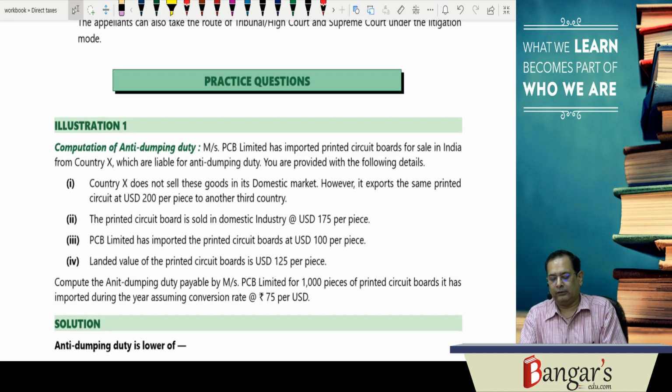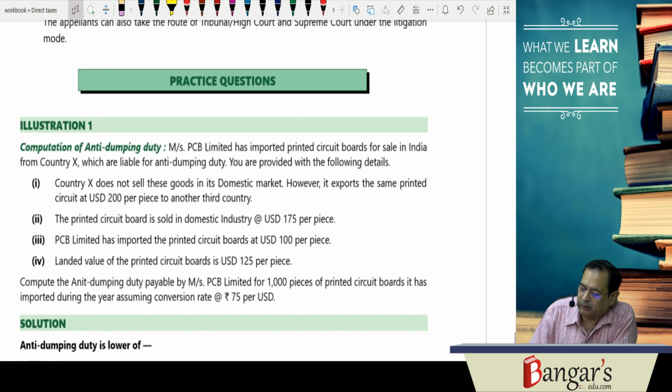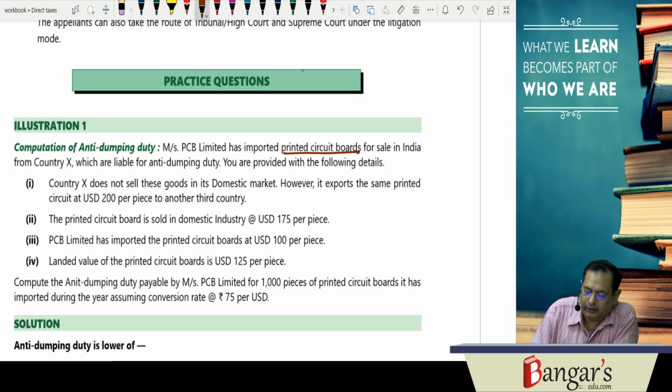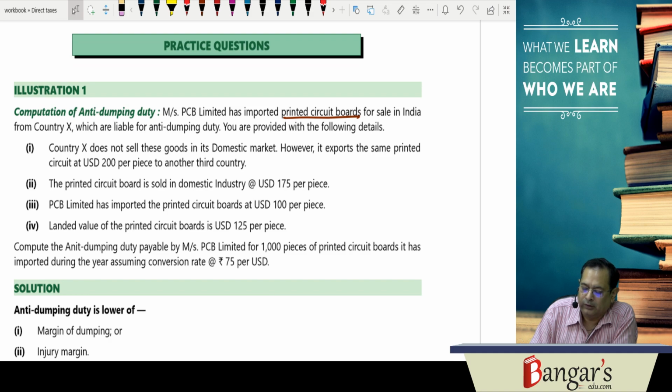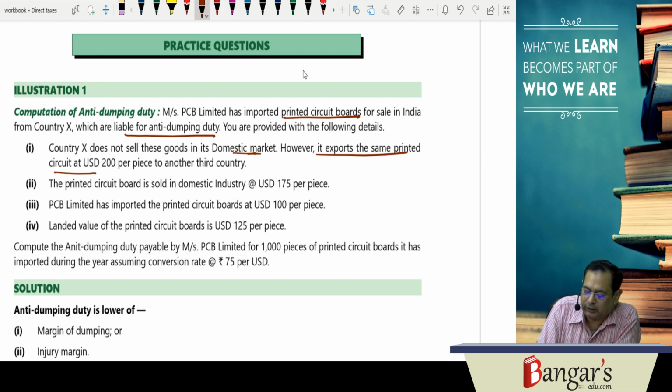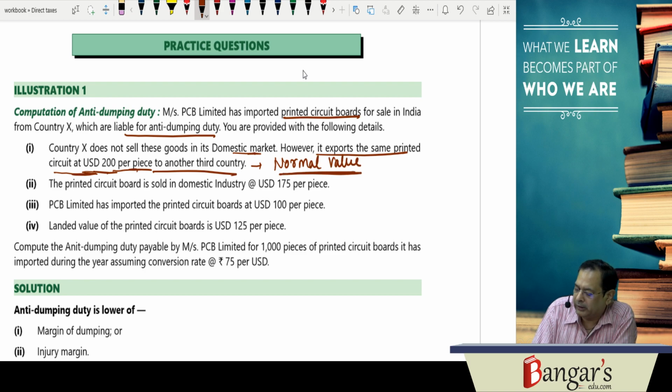Say one question is there relating to computation of the anti-dumping duty. Say here, PCB Limited has imported printed circuit boards for sale in India from country X. So they have imported PCBs which are liable to anti-dumping duty. Now here country X does not sell the goods in the domestic market. However, it exports the same printed circuit board at $200 per piece to another third country. So this is the normal value, basically the normal value at which the goods are sold to an appropriate third country is $200.